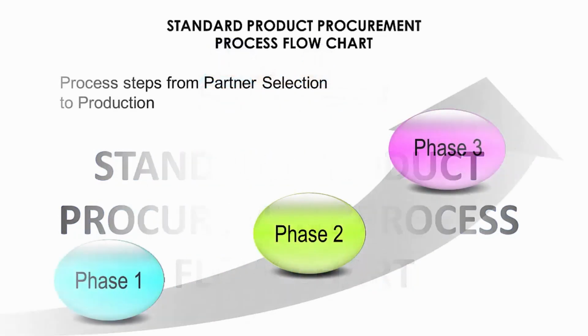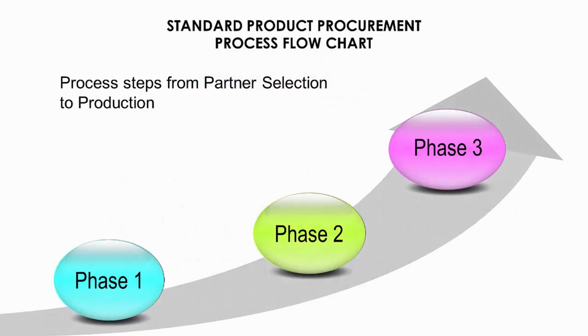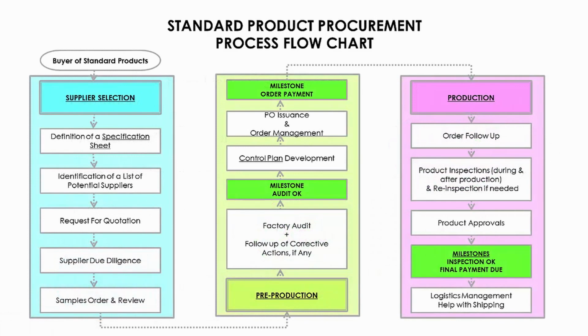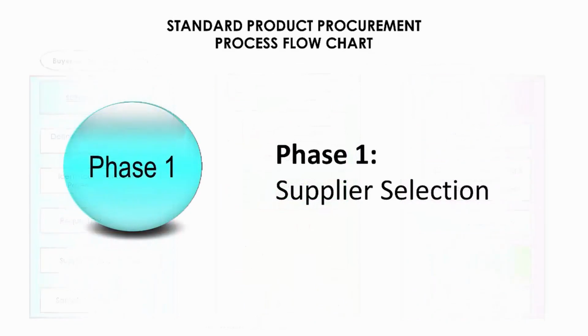The process has just 3 phases, which cover supplier selection through to production and shipping. Phase 1 is supplier selection. Phase 2 is pre-production, and Phase 3 is production. This is the complete flowchart, which is too difficult to see in detail, so in order to help better understand each of the steps, we have separated out the elements of each of the phases. So let's look at the supplier selection phase.